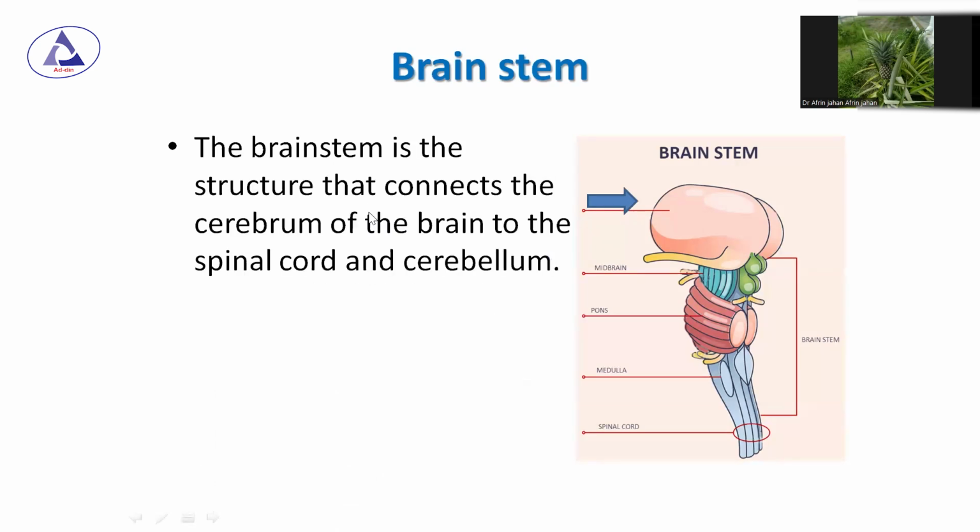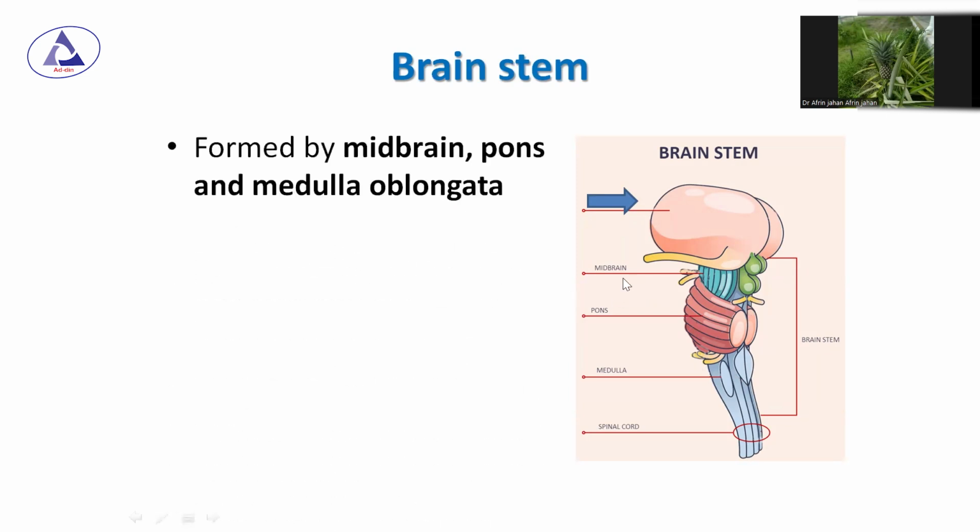What is brainstem? The brainstem is the structure that connects the cerebrum of the brain, the spinal cord, and cerebellum. This is brainstem. Parts of the brainstem: midbrain, pons, and medulla oblongata. That means brainstem is formed by midbrain, pons, and medulla oblongata.